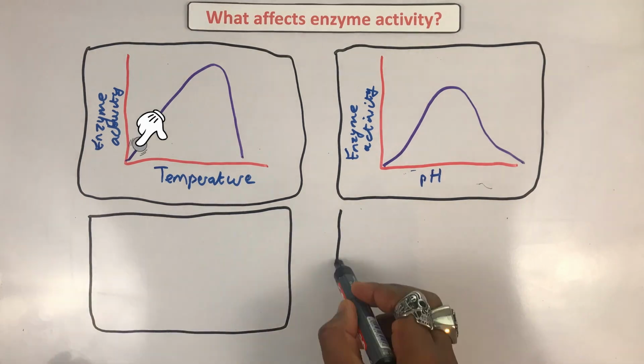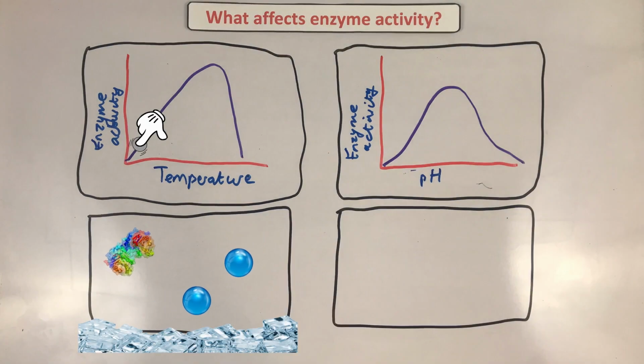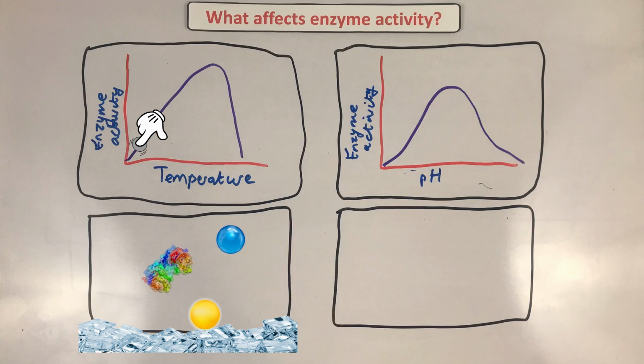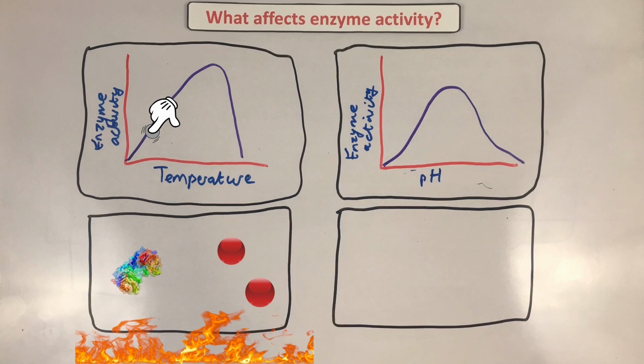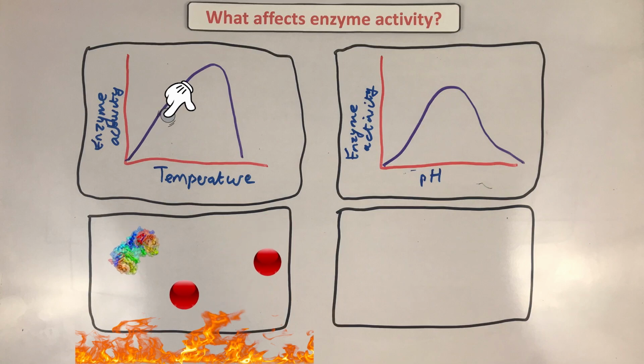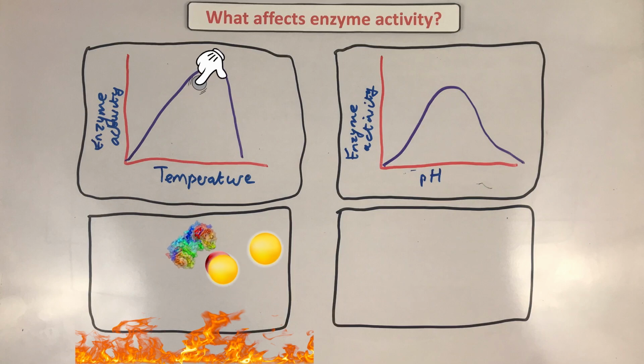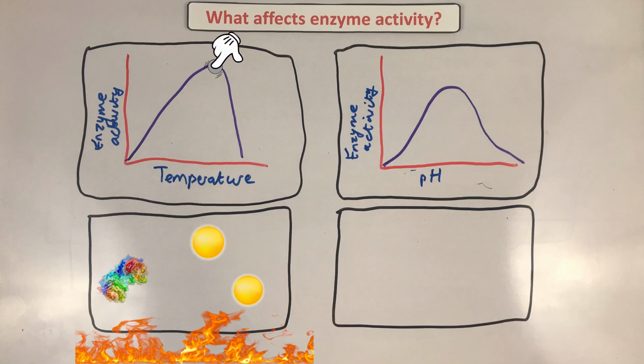At low temperatures, the particles aren't moving as fast because they have a low kinetic or movement energy. This means that they are less likely to collide with the substrate, meaning there's a lower rate of reaction. When we increase the temperature, the particles are moving around faster, meaning that they are more likely to collide with the substrate and allowing a chemical reaction to happen. Then we get to the peak of our graph. This is where your enzyme works the best, our optimum temperature.